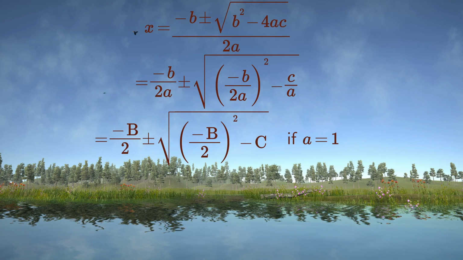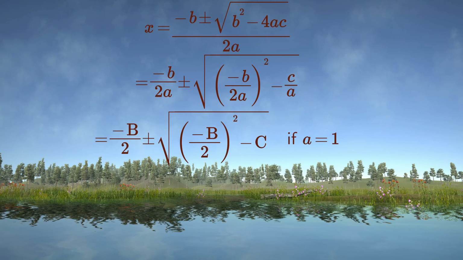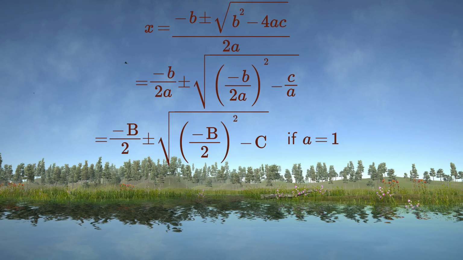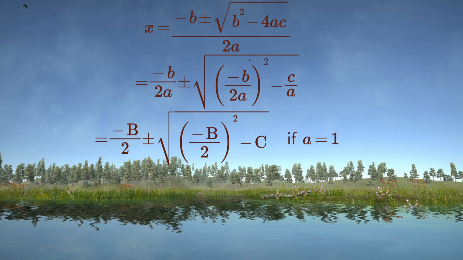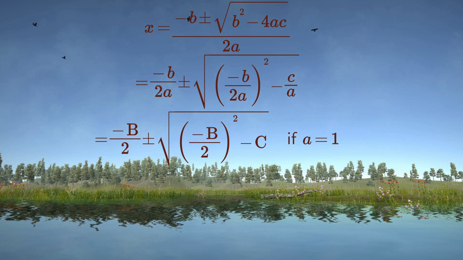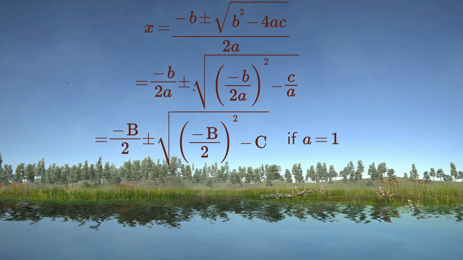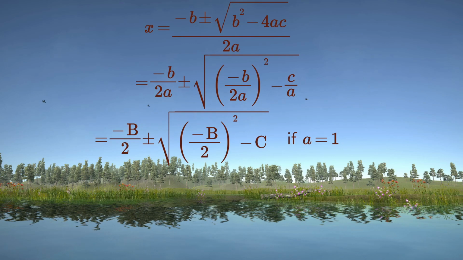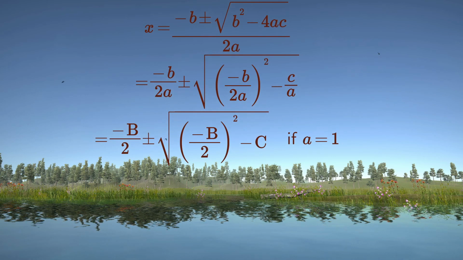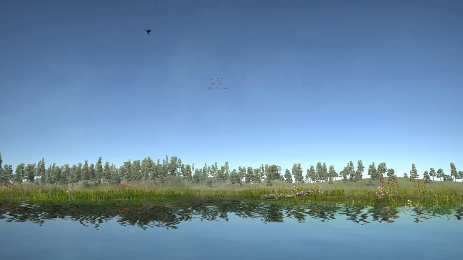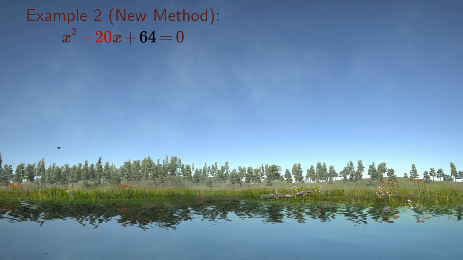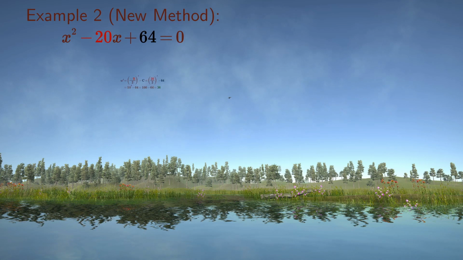So, if you're struggling to remember or understand the formula, you can replace it with this method, which we can summarize as follows. Add the square root of the square of the average minus the product to the average. Or in terms of formulas, add the square root of minus b over 2 squared minus c to minus b over 2. Let's quickly look at a few more examples.